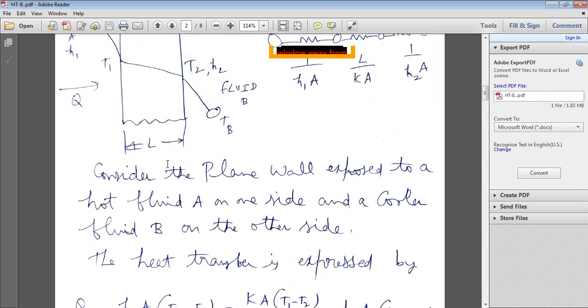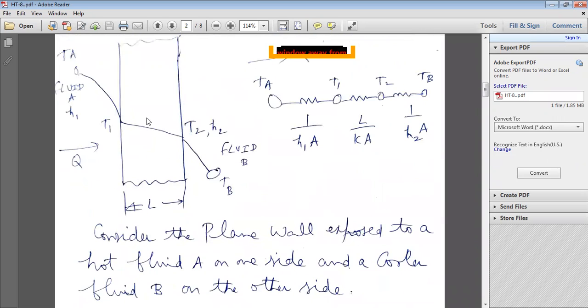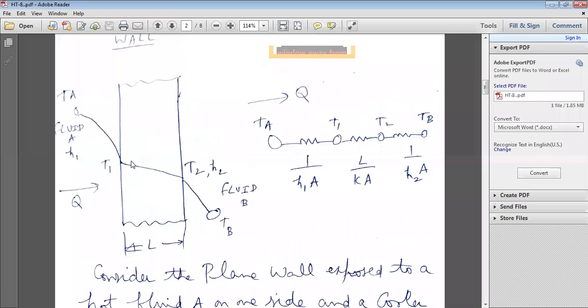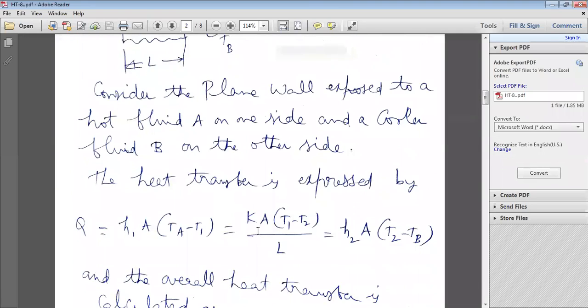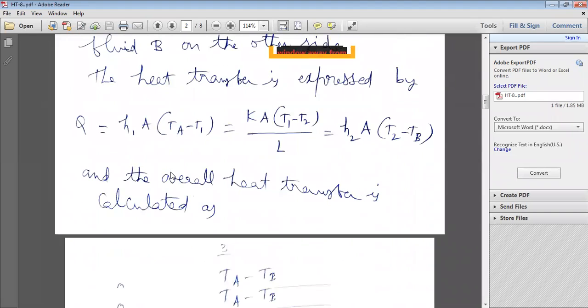Q equals K A (T1 minus T2) divided by L. We take it this way, not with a minus sign, because T1 is more than T2, so T1 minus T2 is positive. What is L? The thickness of the material.